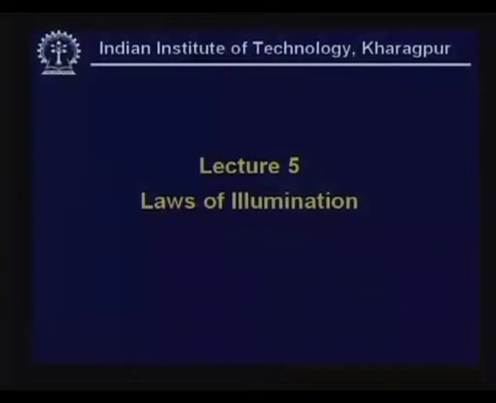Okay, welcome to this lecture 5 on laws of illumination. In the previous lectures, we had seen the need for illumination, and subsequently we saw how the natural radiation is spread, and based on that we look to have artificial illumination systems as close to the natural illumination as far as possible. And why are we doing all this?